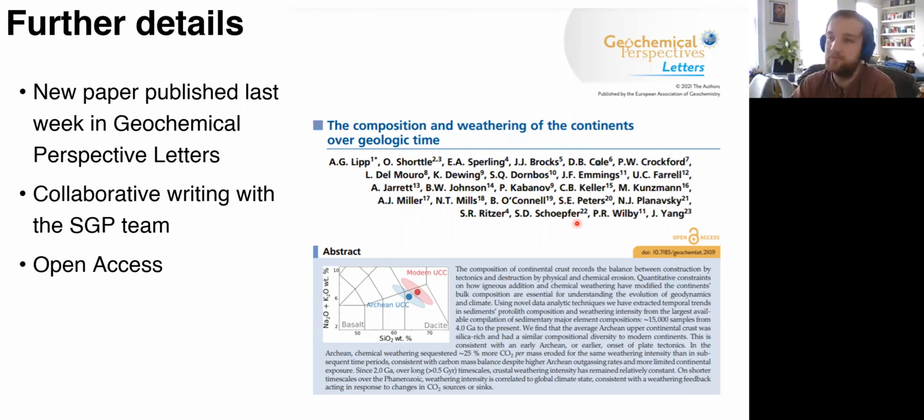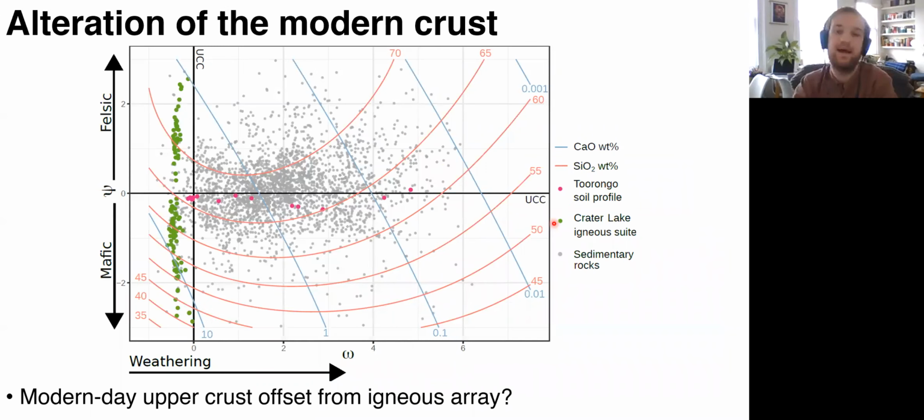So finally, the final thing I want to talk about is how we can use this method, which I developed, to investigate the alteration of the modern day continental crust. The way we extract the composition of the modern day crust is we simply go out, gather a whole bunch of rocks exposed on the Earth's surface and average their geochemical composition.